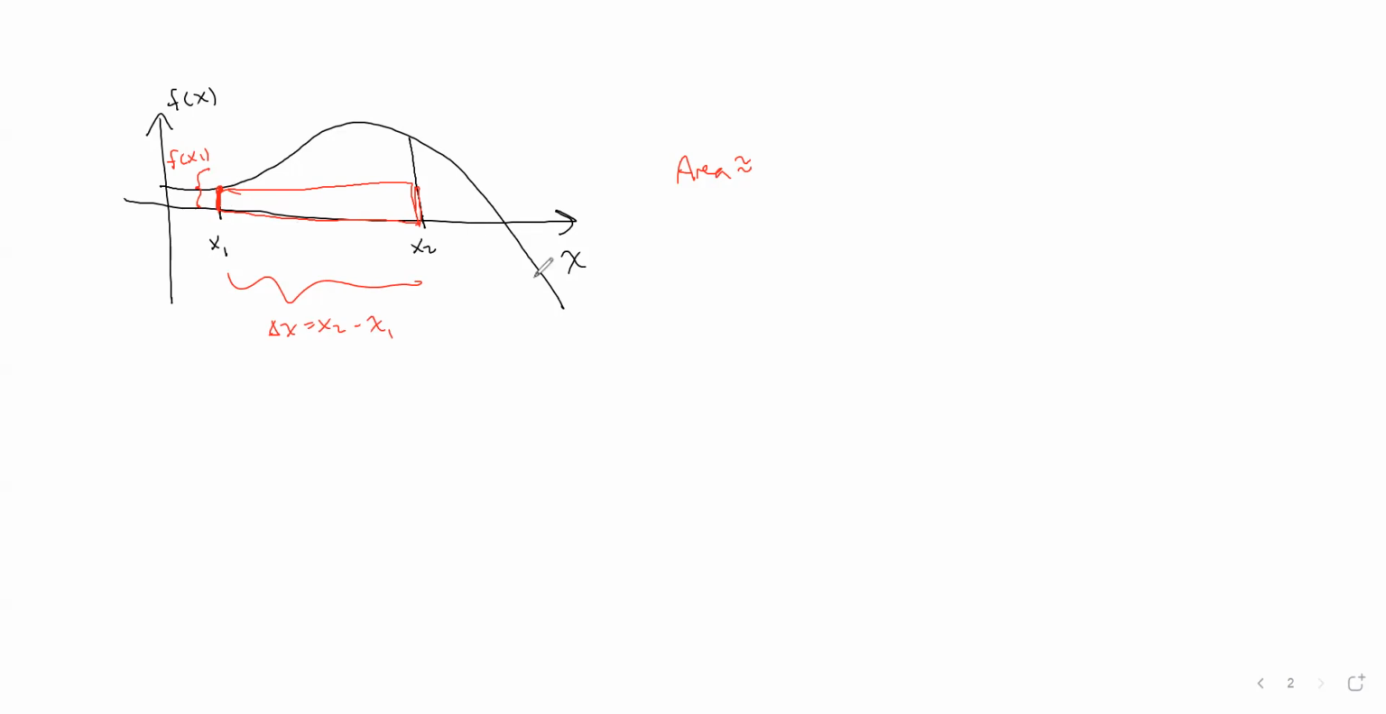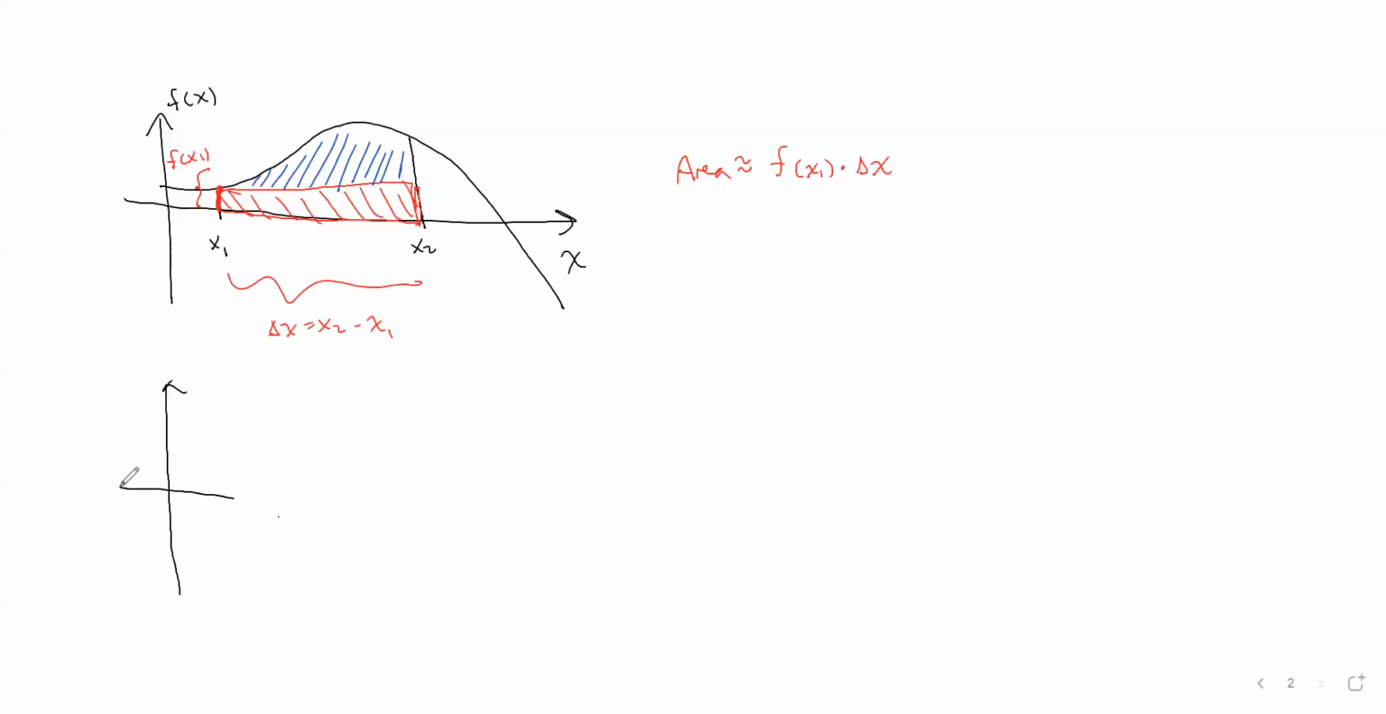So as a really crude approximation to the area, I could say the area is approximately equal to f of x1 times delta x. Now this is a super crude approximation. The value of f of x1 times delta x is the red area over there. And I see I'm missing all of this blue area, which I should also be keeping track of. So not a great approximation. We can do better.